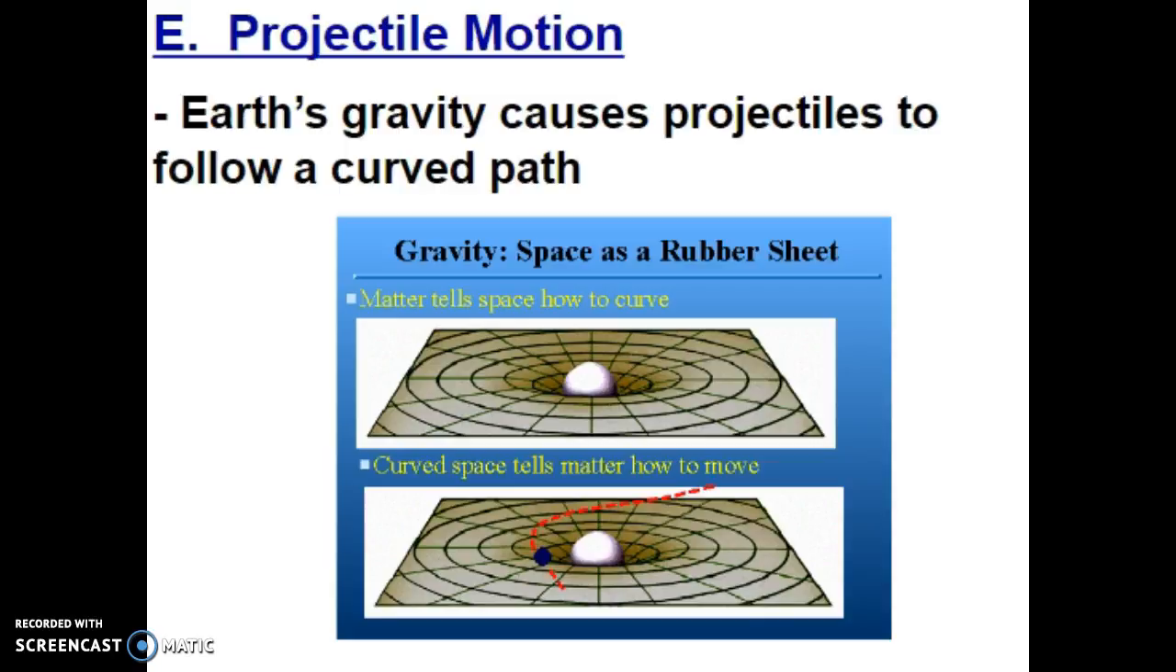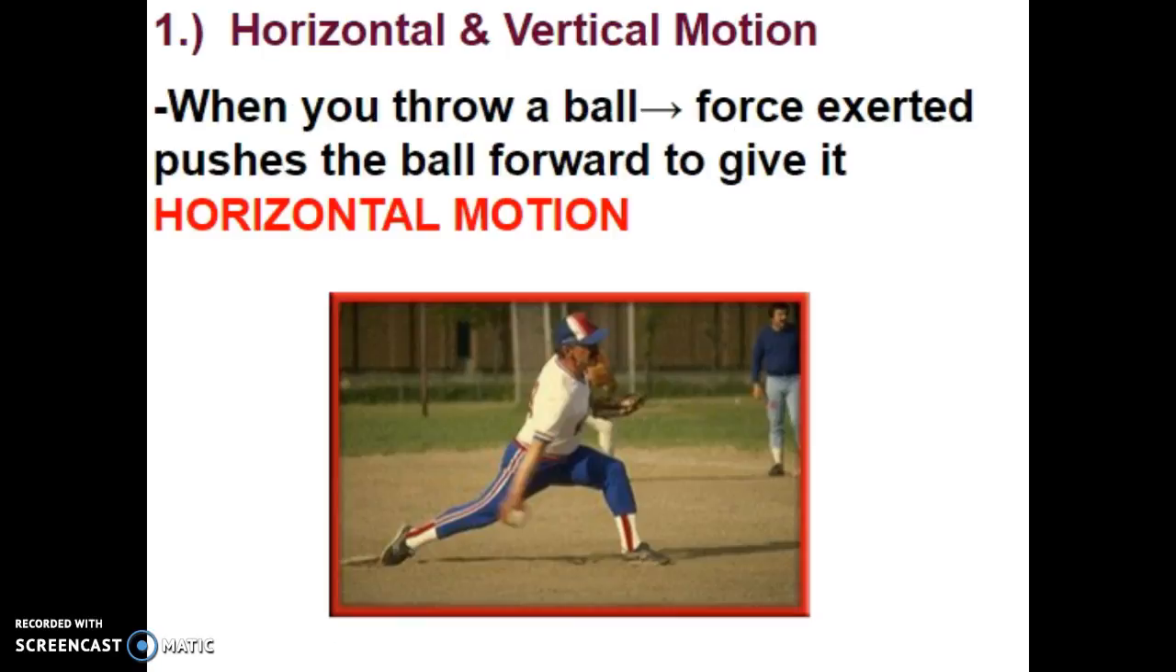When we talk about motion and objects, projectile motion, we will be dealing with this a little bit with our catapult lab coming soon. But Earth's gravity causes projectiles to follow a curved path. Gravity will make projectiles go into a nice arched path. When we talk about horizontal and vertical motion, for example, a baseball pitcher throwing a ball, the force that's exerted as the ball pushes forward gives it horizontal motion.